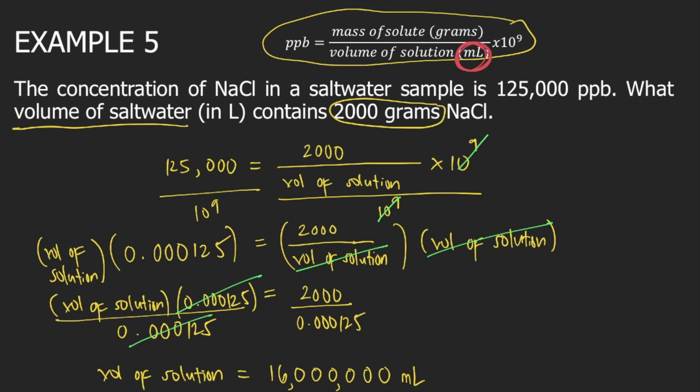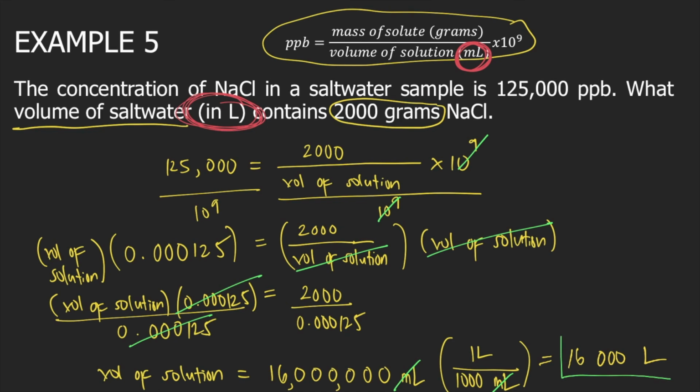But the question is asking for the volume in liters. So we need to use dimensional analysis to convert this into liters. 1 liter is equivalent to 1,000 ml. So ml will cancel. So 16 million divided by 1,000. This is equal to 16,000 and the unit is liters. So this is the answer to the question.